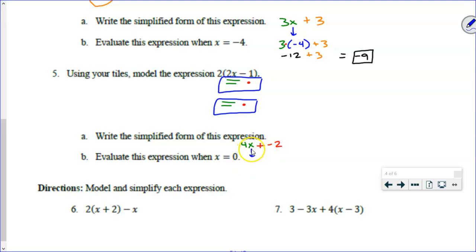Substituting in x is 0, we have 4 times 0 plus a -2. 4 times 0 simplifies to 0. And 0 plus a -2 is -2.